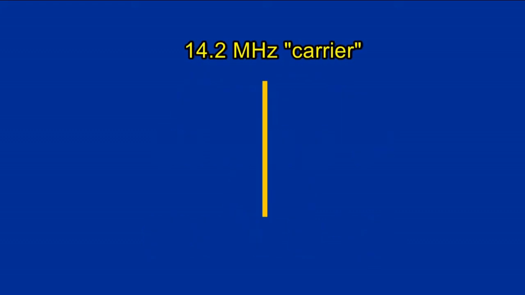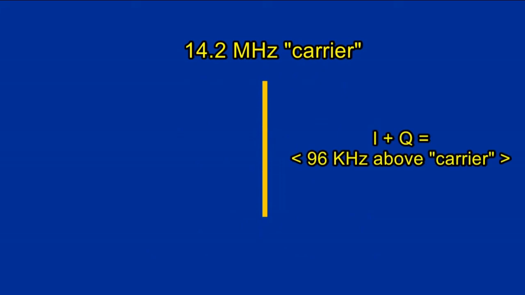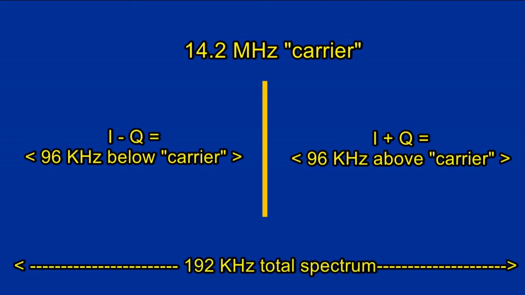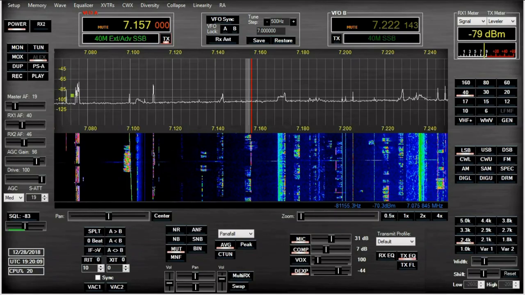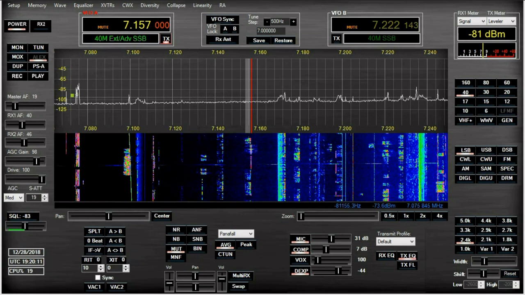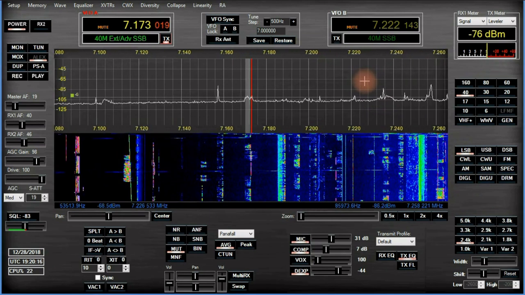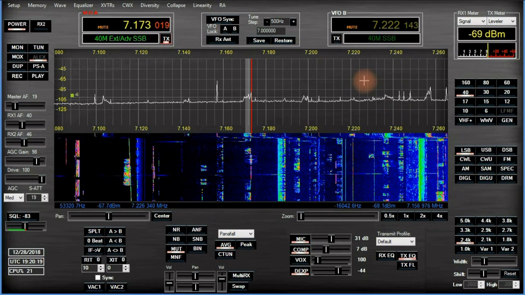Combining I and Q then separated the signals that were in the 96 kHz spectrum above our 14.2 megahertz hypothetical carrier from those in the 96 kHz spectrum below 14.2 megahertz. In the real world, we get a little less than the Nyquist frequencies, so in this case, we get a little less than 96 plus 96, or 192 kHz of spectrum. Remember, this wide audio contains all the information necessary to create a spectrum and waterfall display, as well as to listen to any signals within that spectrum.